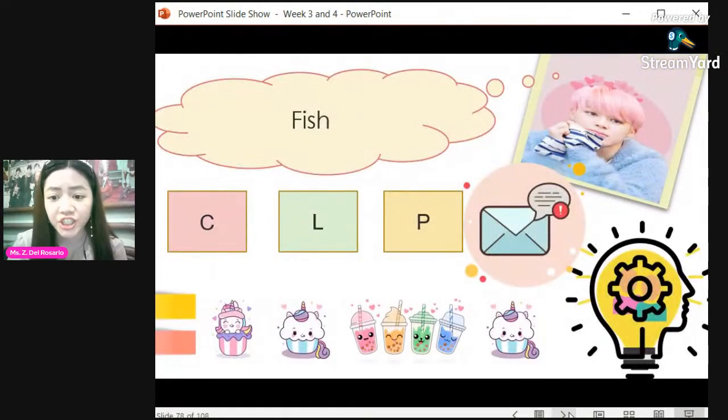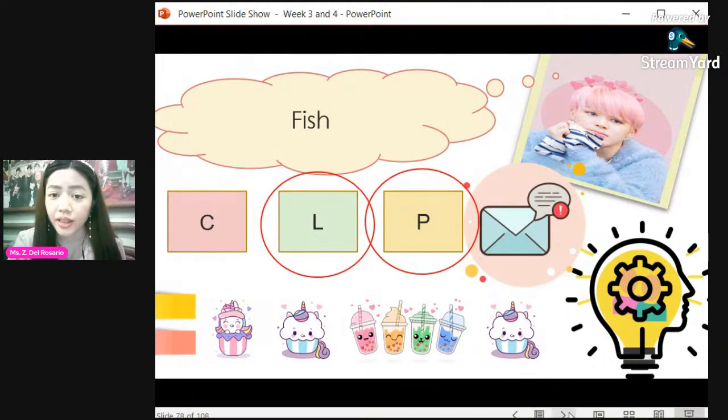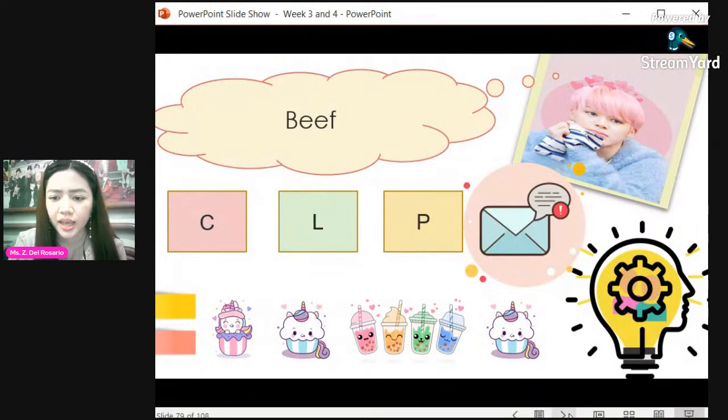Next, fish. Is that C, L, or P? Carbohydrate, lipid, or protein? Allow me to check again my other screen. Okay, nice one. Well, in here for fish, it could be lipids or proteins, but most of the time it is protein. How about beef? Is that carbohydrate, lipid, or protein? For beef, that would be protein.